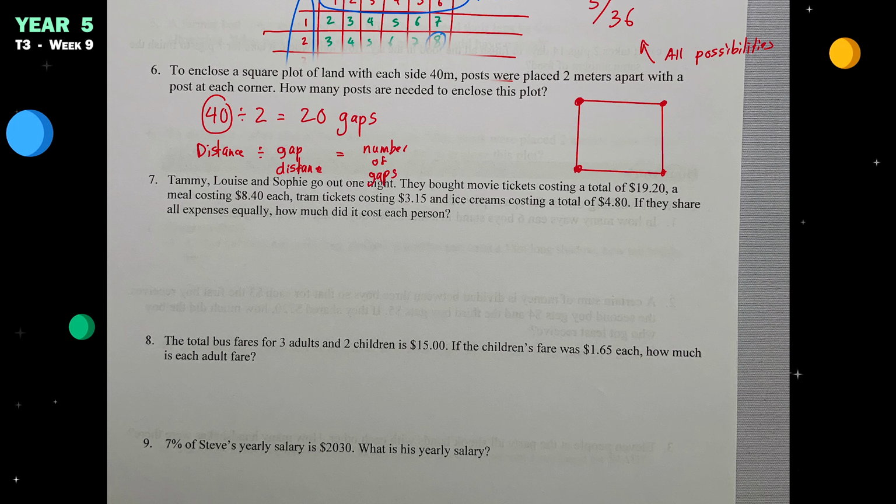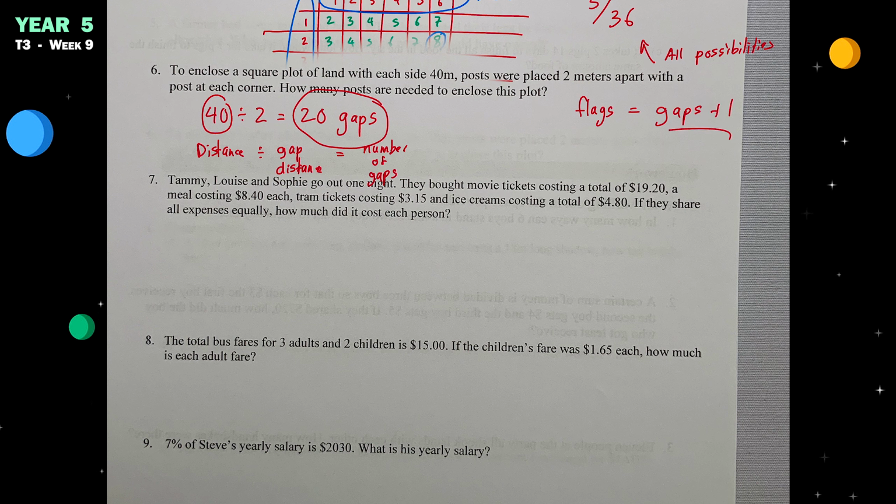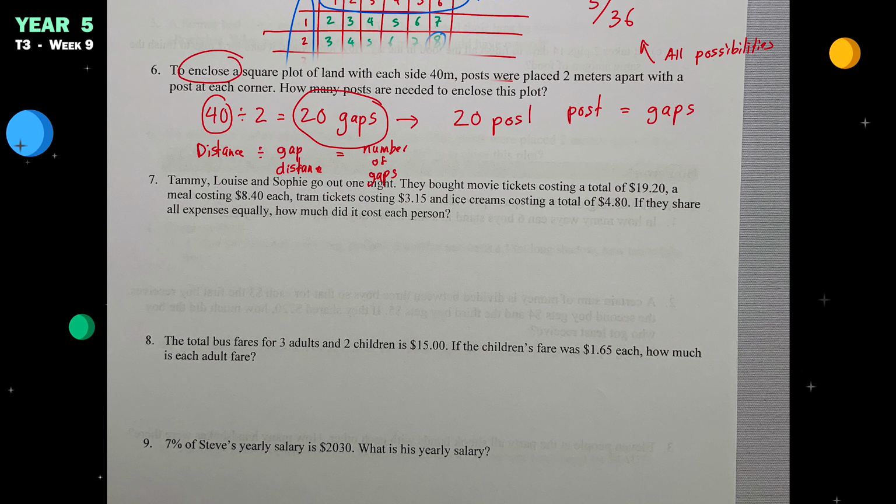If there are 20 gaps, how many trees or posts or poles or flags are there? Well, normally we would add 1 to it. Normally the number of flags, let's say flags, is always 1 more than the number of gaps. So gaps plus 1, okay? Normally. But when it comes to the enclosed area, the number of flags or poles or whatever, so this post, will equal the number of gaps. They're the same, okay? So if there are 20 gaps, there must be 20 posts. And there's your answer there.